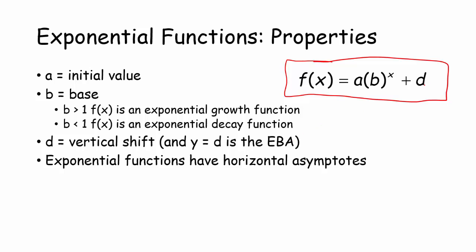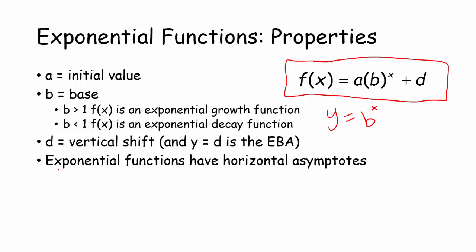D applies a vertical shift to the parent function. And the parent function would just be y equals b to the x, a basic exponential function. So d is either going to shift the parent function up or down. And y equals d is going to be the equation of the EBA, the end behavior asymptote.